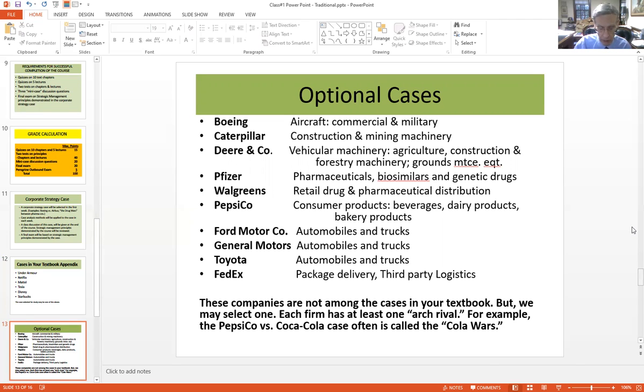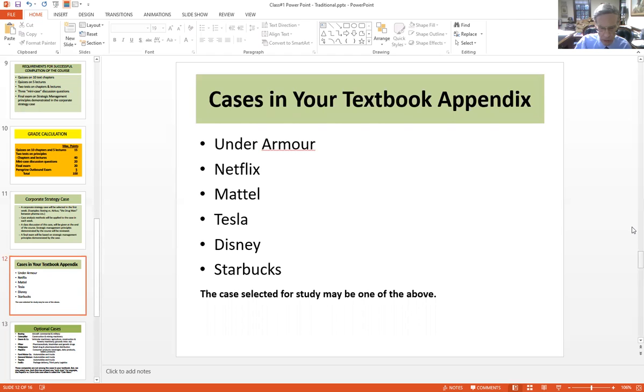But anyway, as you can see, there's quite a list here. And one of the interesting things about these cases is that every one of these companies has an arch rival, a company that it battles against, which makes for, again, a very interesting case. We may choose one of these, although I confess that in a 7-week course, it'll be a little easier for you to get the information in the cases at the back of the book. So I guess I'm leaning in that direction right now, but not for sure.